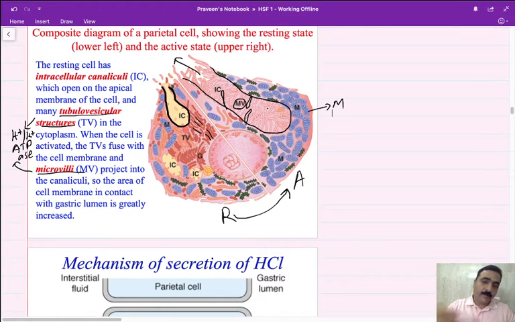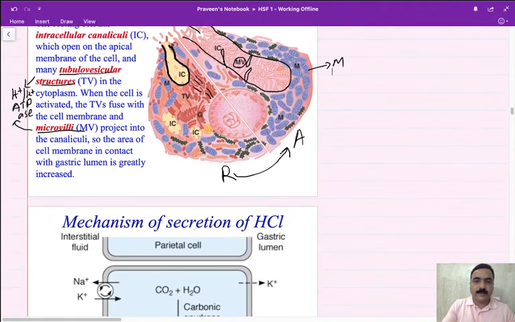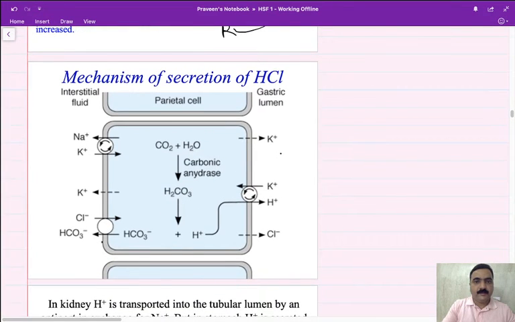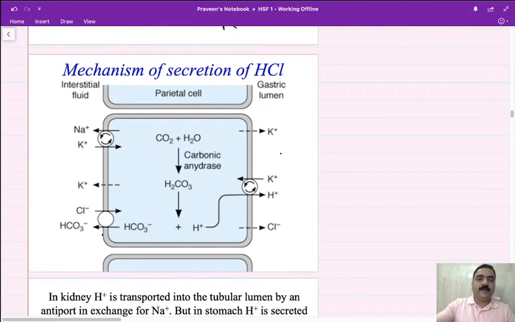In order for the pump to pump the hydrogen ion, you need a lot of mitochondria. Okay, so those are the features of the parietal cell, resting versus active. Okay, so in this one we are going to see what is the mechanism of secretion of HCl.